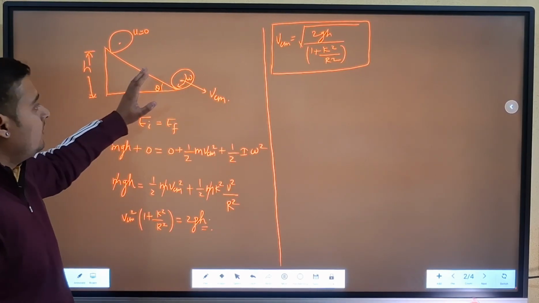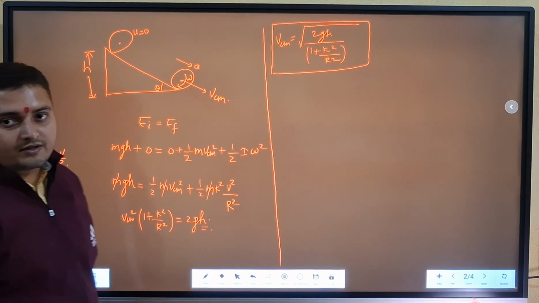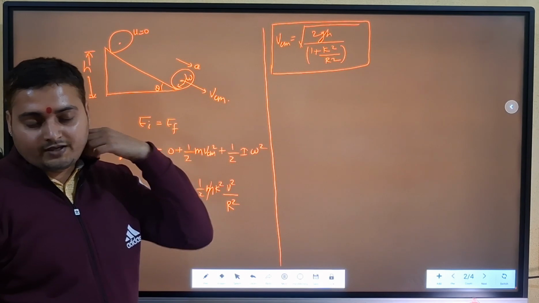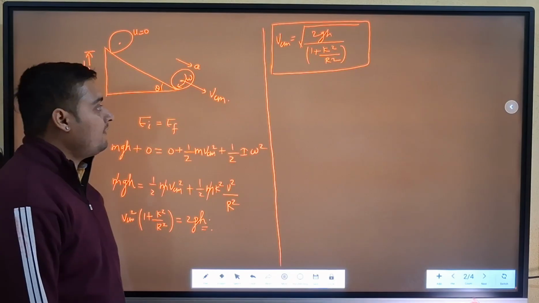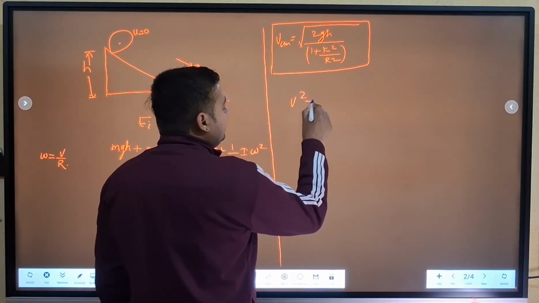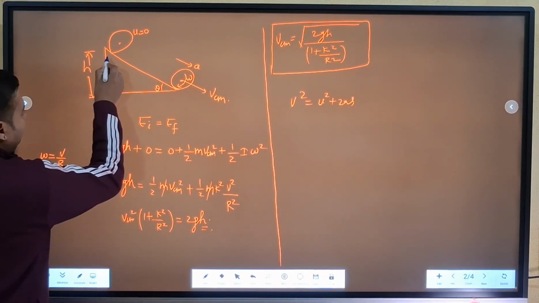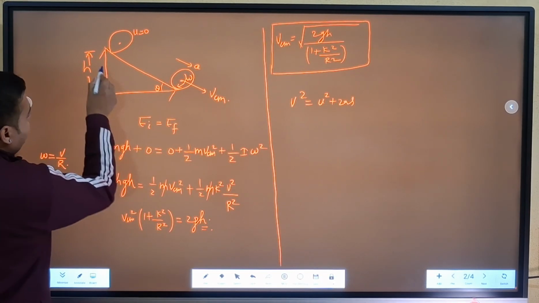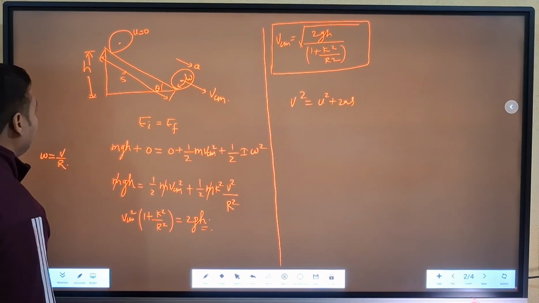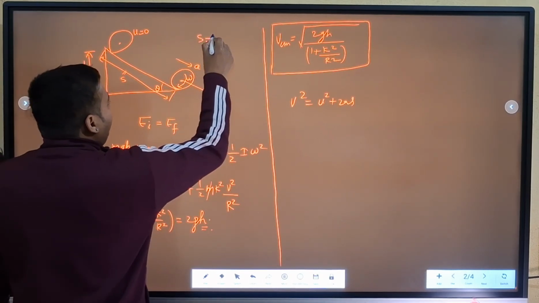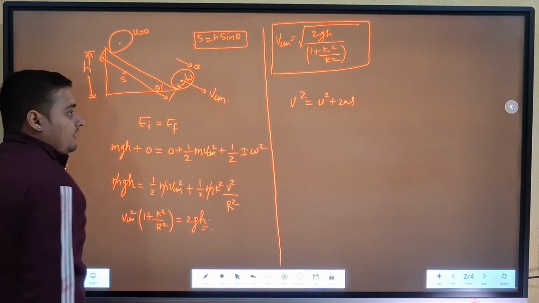If you see here, we have given the acceleration, and in this case this acceleration is constant. So in case of motion we can apply the kinematic equation: v² = u² + 2as. We assume the length of the inclination is s. So from geometry we can write one relation, which is s = h sin theta.